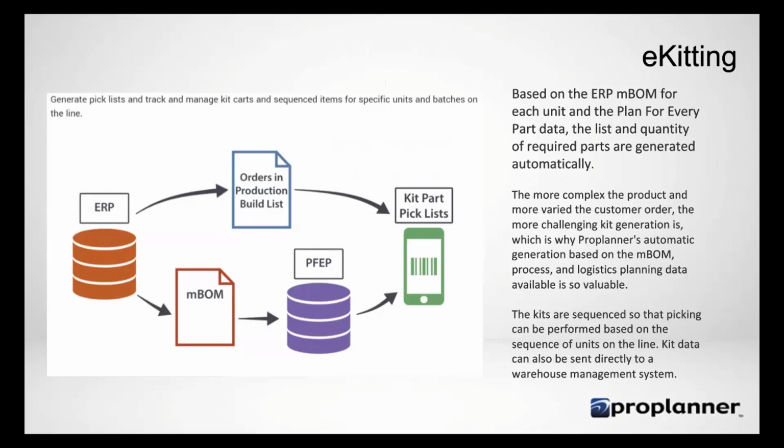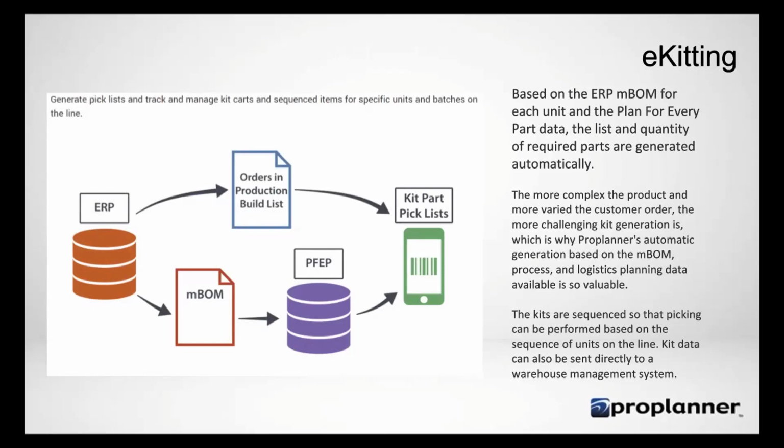So eKitting, as I said, I'll go through this quick, is the process of creating station-based kits on the line, similar to how we create configured work instructions for the line. We look at the model option content of the unit, we look at what work has to be performed at that station, and configure down the processes that have to be performed. Similarly, we're just giving you the list of parts that have to be delivered, now grouped in kits rather than operator work instructions. The concept is the same.